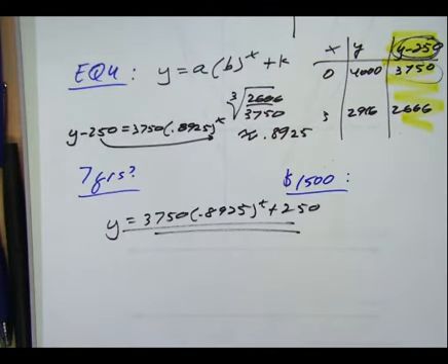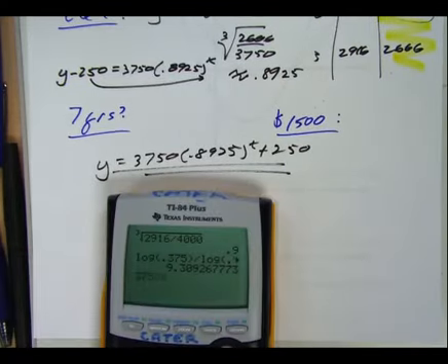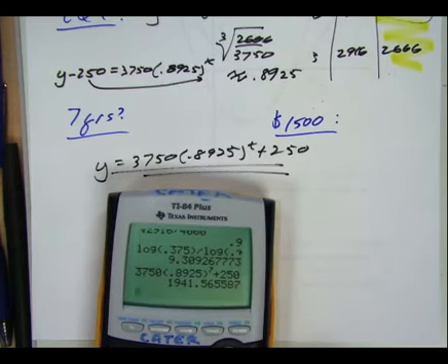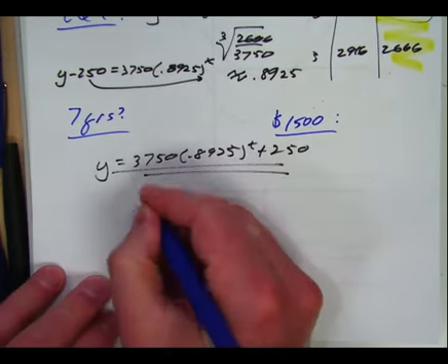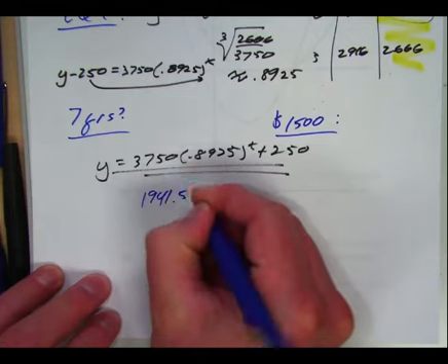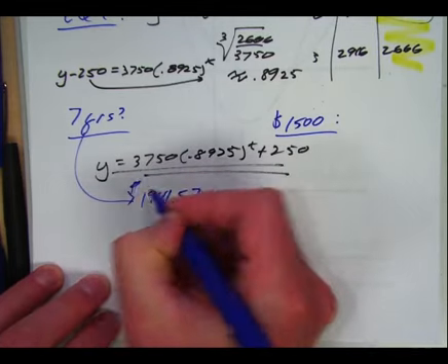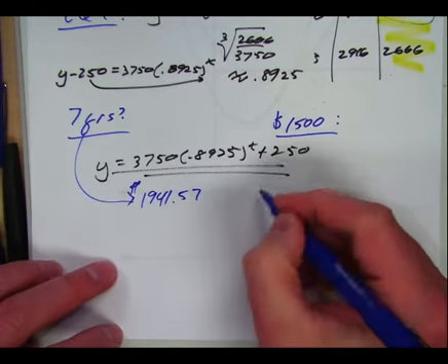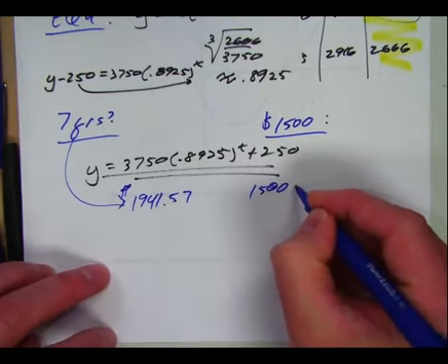So if I'm going to plug this in, I go 3750 times 0.8925 to the 7th power, and then plus 250, and that's this number. It'll be worth 1941.57 in 7 years.